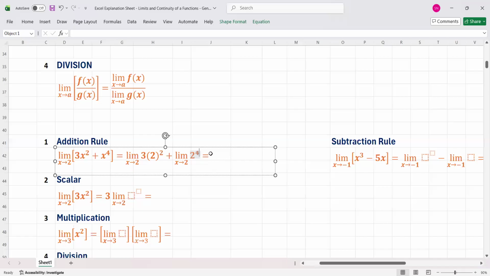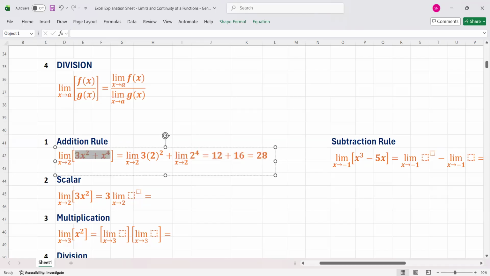Okay, so what is 3 times 2 squared? 2 squared is 4, and 4 times 3 is 12, isn't it? 12. And then for the right hand side, what is 2 raised to the power 4? Is it not 16? That gives you 16. So 12 plus 16 should give us 28. Okay, so this is when two functions are being added.